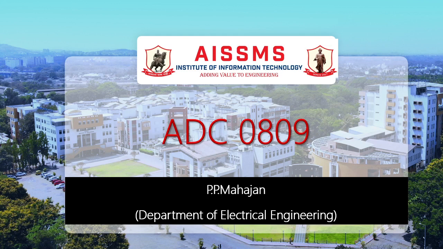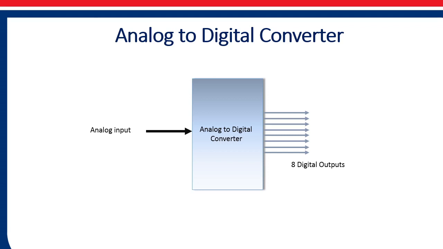This video is intended to understand analog to digital converter 0809. ADC 0809 basically will convert an analog input into 8-bit digital output, and as the outputs are 8 bits, we call it an 8-bit analog to digital converter.